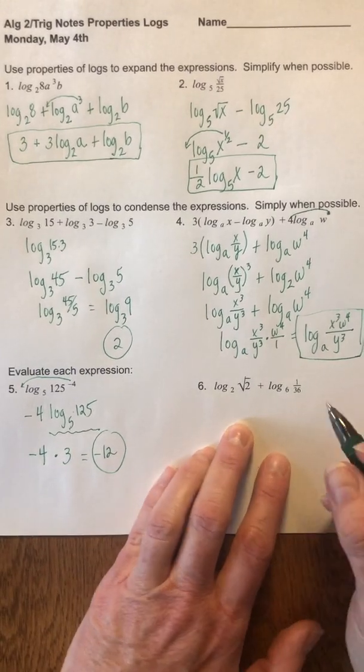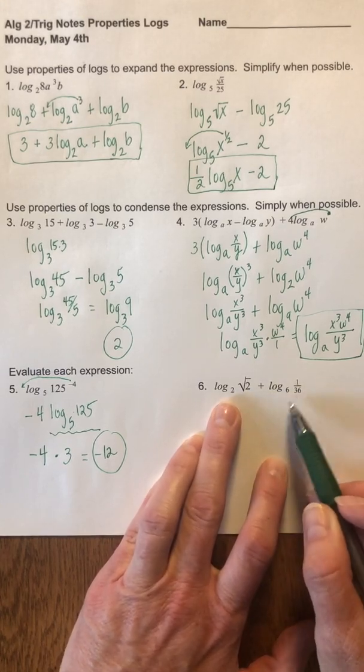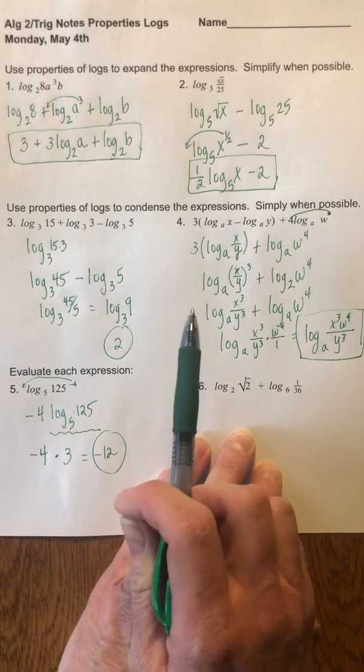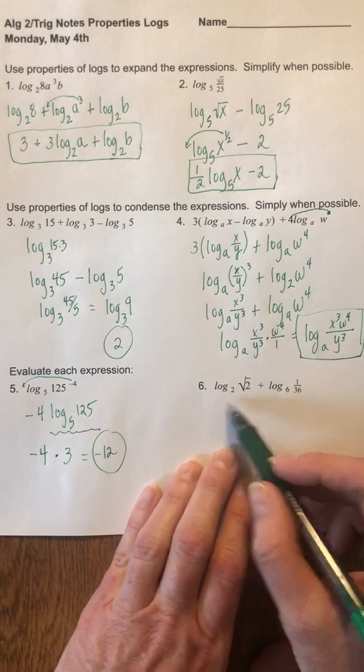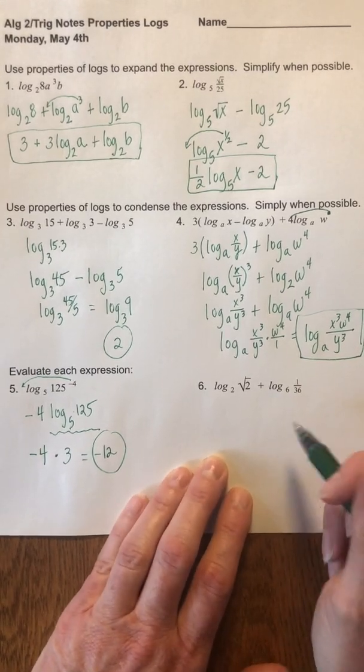Last one, number 6. Here on number 6, I have base 2 and base 6, so I can never bring these logs together as one. When I was looking at number 3 and number 4, the bases were the same on those, so I could bring it together as one. This one I can't, but I can use some properties to help me evaluate this.